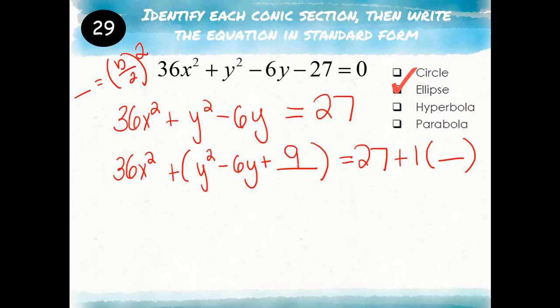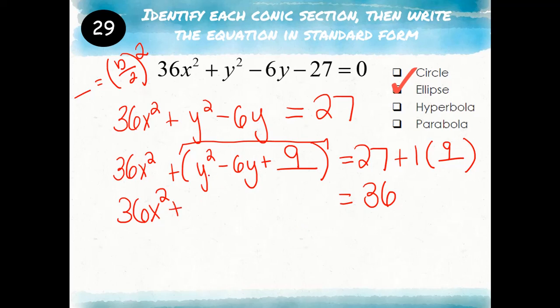9, right? That should be a 9 because 6 divided by 2 is 3. 3 squared is 9. So I'm going to get a 9 over there. And then this over here is 27 plus 9, 36, it looks like. This is going to stay 36x squared. This now is a factorable expression.